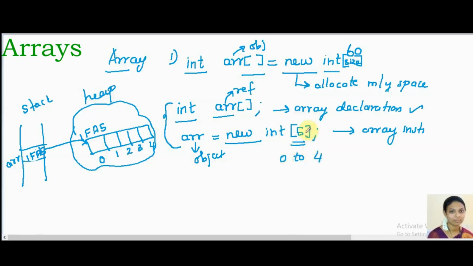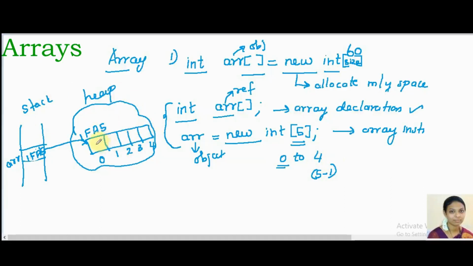So we can say that the index starts with 0 and goes till size of an array minus 1, which means that if the size of an array is 5, minus 1 is 4. So it starts with 0 and goes till size of an array minus 1.